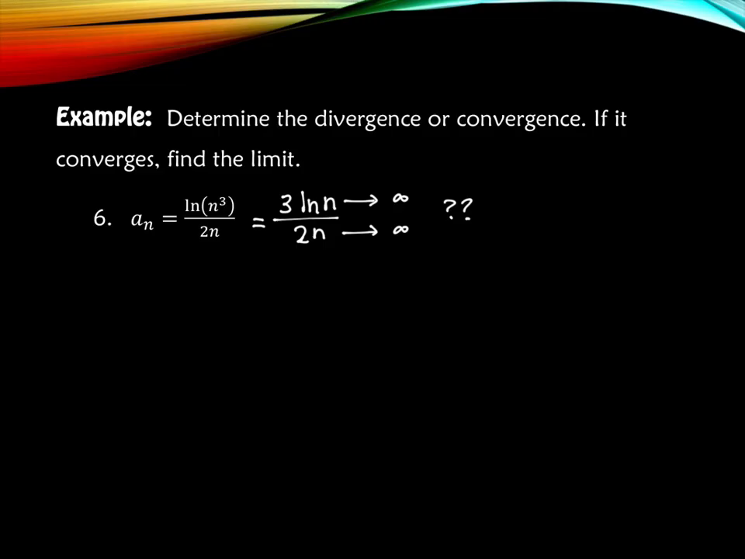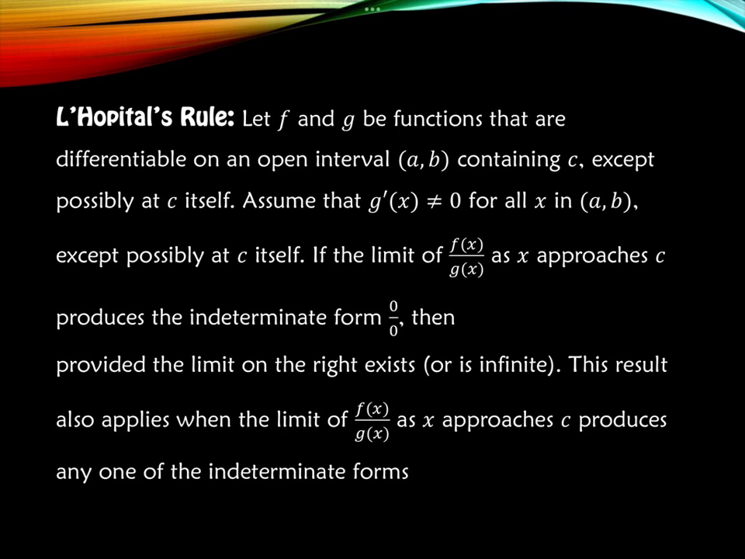And there's a property that we're going to use. It's called L'Hopital's rule. That is not L'Hospital, that is L'Hopital. L'Hopital's rule says the following. If f and g are functions that are differentiable on an open interval (a, b) containing c, except possibly at c itself, and we've seen that kind of phrasing in lots of our definitions, by the way, we're going to assume that the derivative of the denominator, g prime of x, does not equal 0 for all x in (a, b), except possibly at c itself.